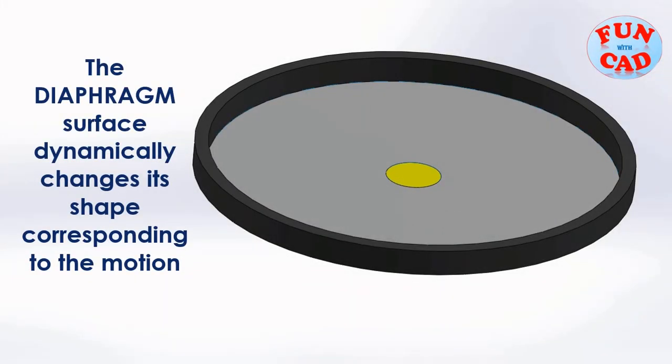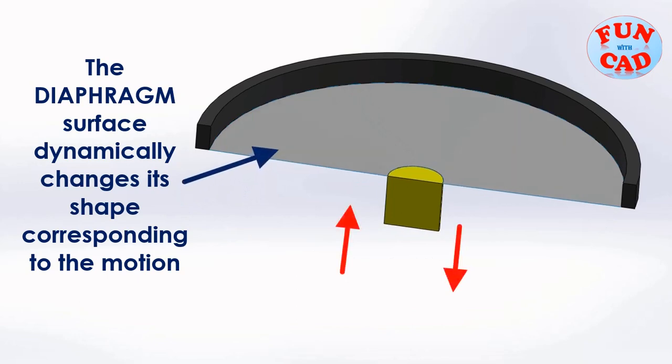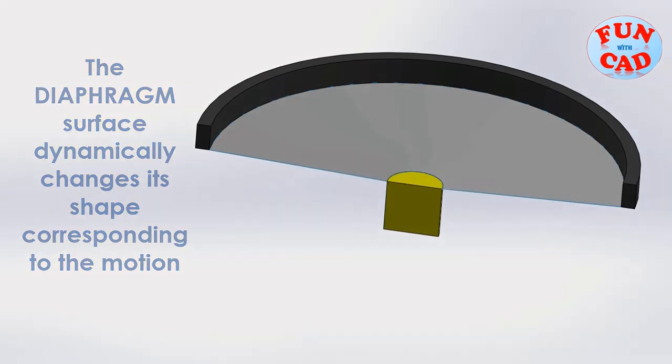Hi everyone, in this video, we will see dynamically changing surfaces during motion, using SolidWorks 2017. Let's start.